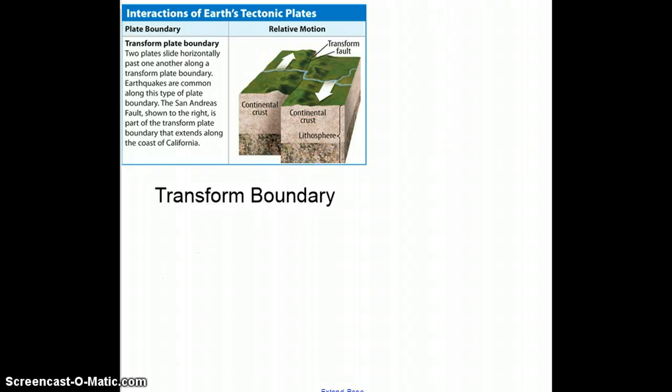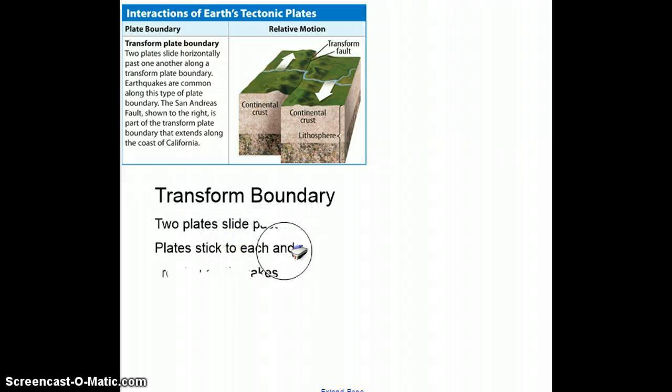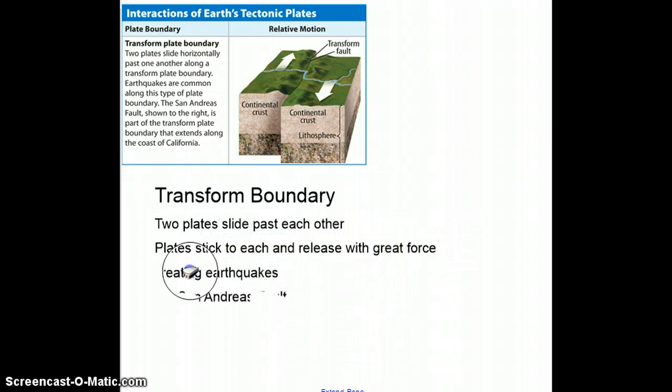The second type of boundary we're going to talk about is the transform boundary. The key idea with this is that the two plates are going to slide against each other. As these plates slide, you get friction, which is a force we've talked about in the past. And it's not just a nice even flow. What we'll see is they get stuck to each other. They'll stay stuck for a while. And then when there's enough force pushing against them, they will release. And they tend to release with great force. And that's really what creates the earthquakes.